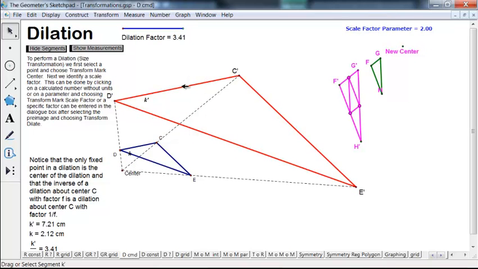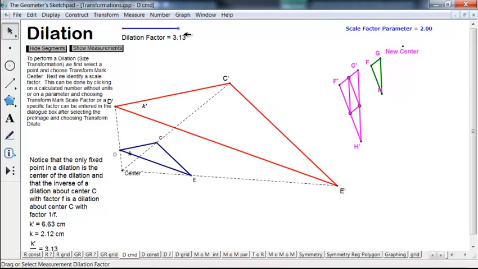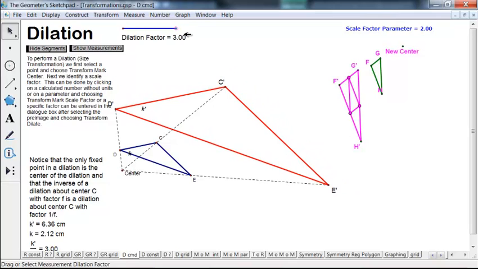But it also turns out that corresponding sides here have the same factor. So again, let me take this back down to 3, just to make it easy, a nice whole number. Then this length is 3 times that one there, and that length is 3 times that, and that length is 3 times that.